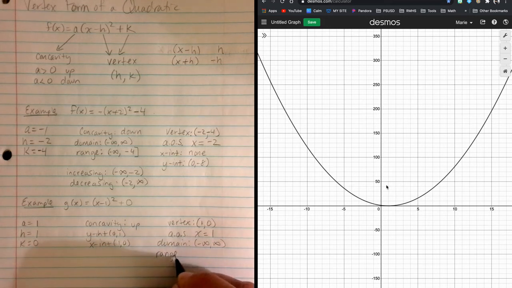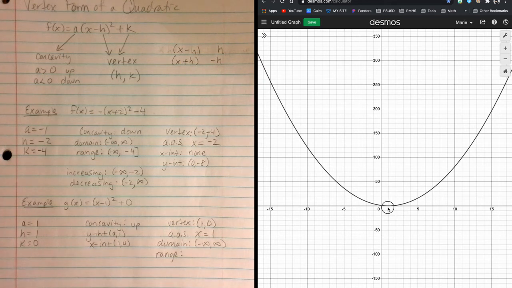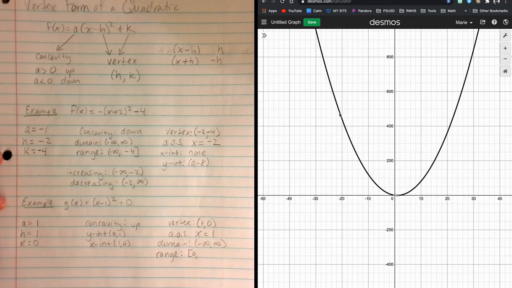Range. Now, this is opening up, so it has a minimum value. That minimum is going to be the lowest part of our range. So the lowest y value is 0. Now, what is the largest y value? Well, do you see how the graph continues to grow up in a positive infinity direction? That's going to be my range.